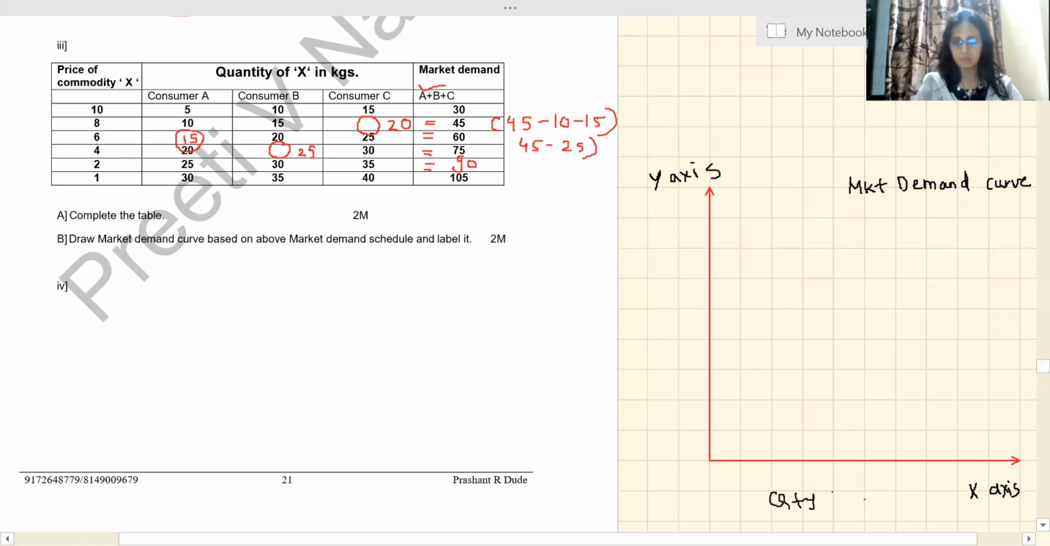So my x-axis shows quantity demanded. We can write it in kgs, because units have been given. Then the y-axis, price of commodity X, write it properly. Then here is my origin. Then you can see the highest figure is 105 for the kgs, and the highest price figure is 10. So I will go for 1 centimeter. 1, 2, 3, 4, 5, 6.